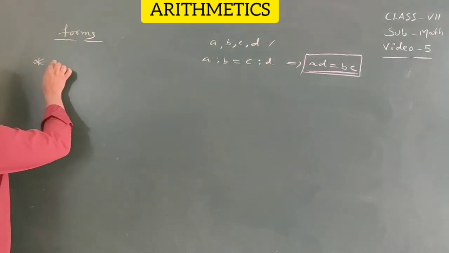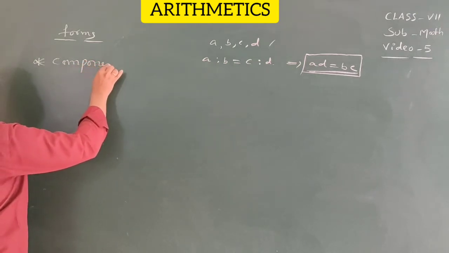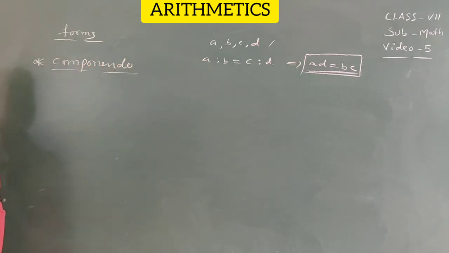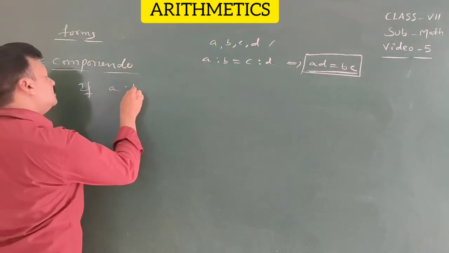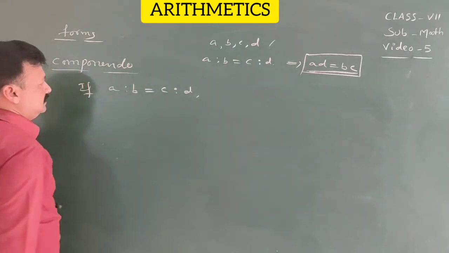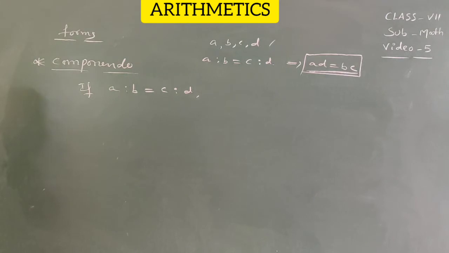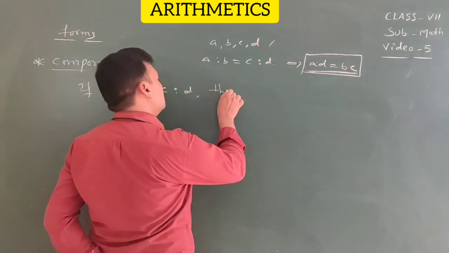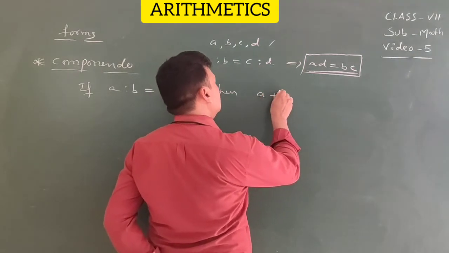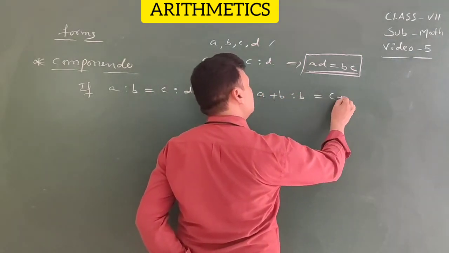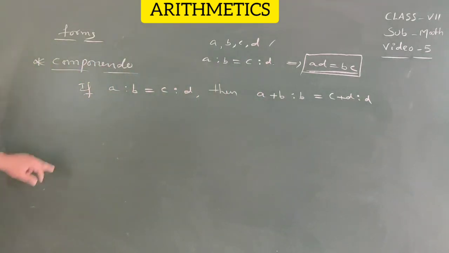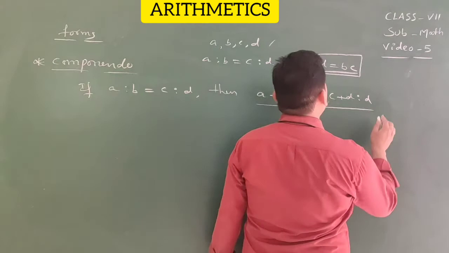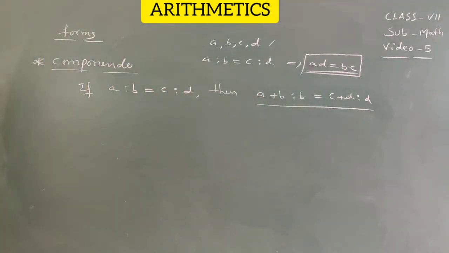Now, my next component. Meaning here, if A is to B equal to C is to D, then A plus B is to B equal to C plus D is to D, which is called componendo. How do we get A plus B is to B, C plus D is to D?